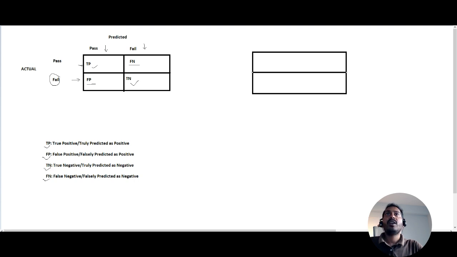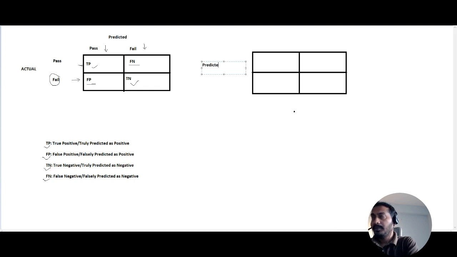Okay, now the same thing would be there. What we'll do is just change the coordinates. In the row-wise, we will write predicted. Okay, and in the predicted we also write, this one would be pass or positive, and then this one would be fail as negative.